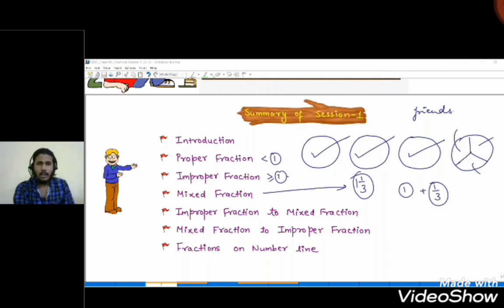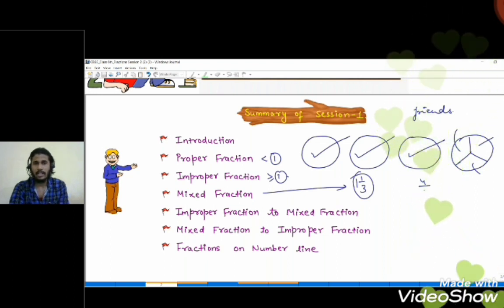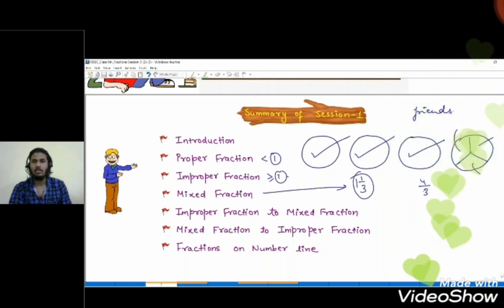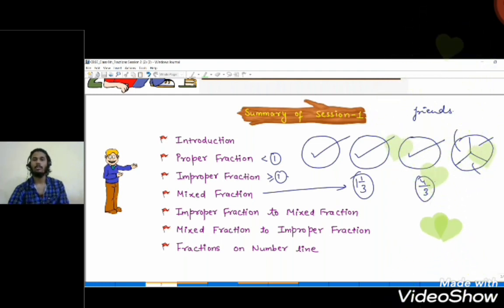Now, on one hand, we say that 1 whole 1 by 3 is a mixed fraction. On the other hand, since it's greater than 1, 1 plus 1 by 3 can be in improper form also. There were 4 cakes which were divided among 3 friends. So the fraction that each friend got is 4 upon 3. Now 4 upon 3 is clearly an improper fraction.